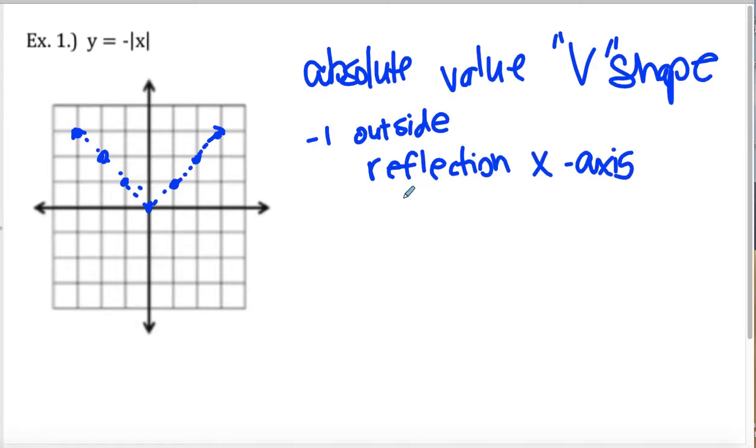And so we had our little saying, exit outside. So we want to take each of these parent points and we want to reflect over the x-axis. On the x-axis, this point's going to stay. A positive 1 turns into negative 1, negative 2, negative 3, negative 1, negative 2, negative 3. So we've reflected all of the points over the x-axis, and we draw our graph back in.